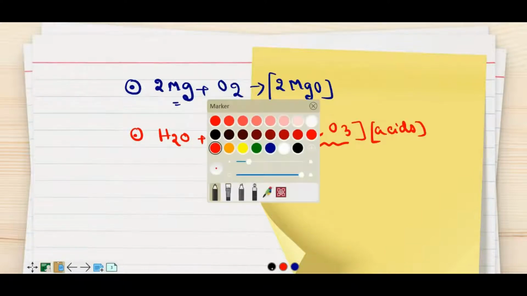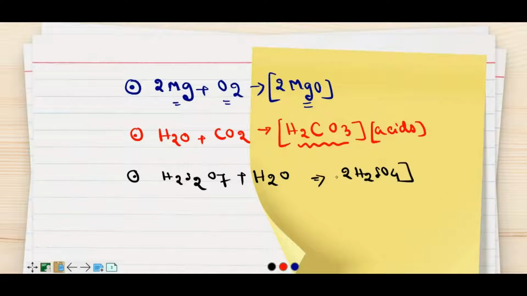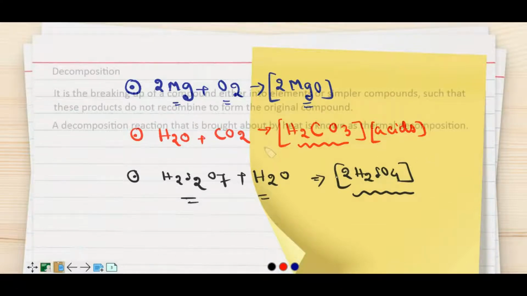Again, if we try to produce H2SO4, then we apply oleum, that is H2S2O7, in the presence of water. This is the sulfuric acid preparation process. So here, oleum and water recombine and produce H2SO4. This is another type of direct synthesis process. Fair enough?